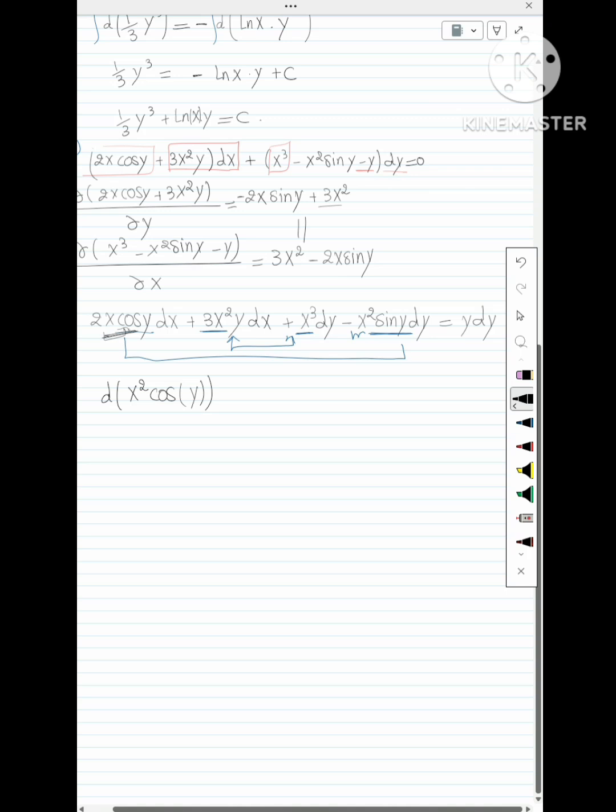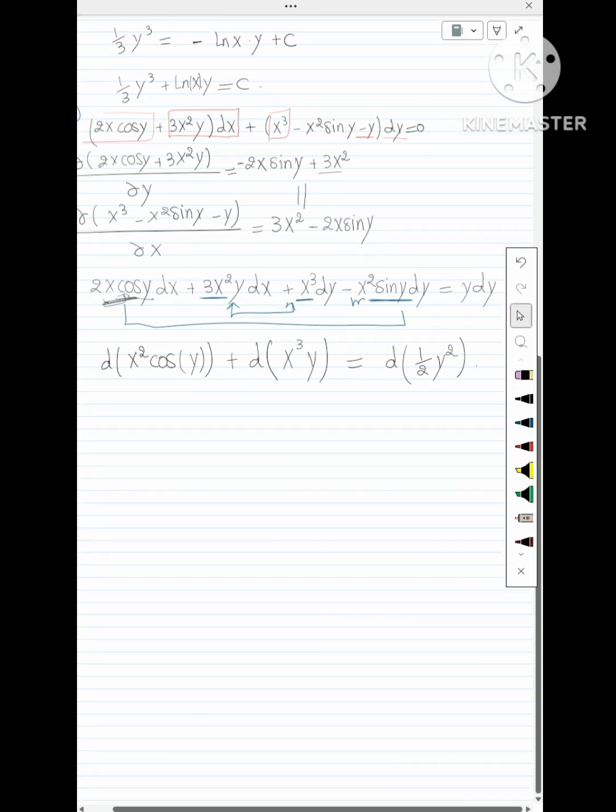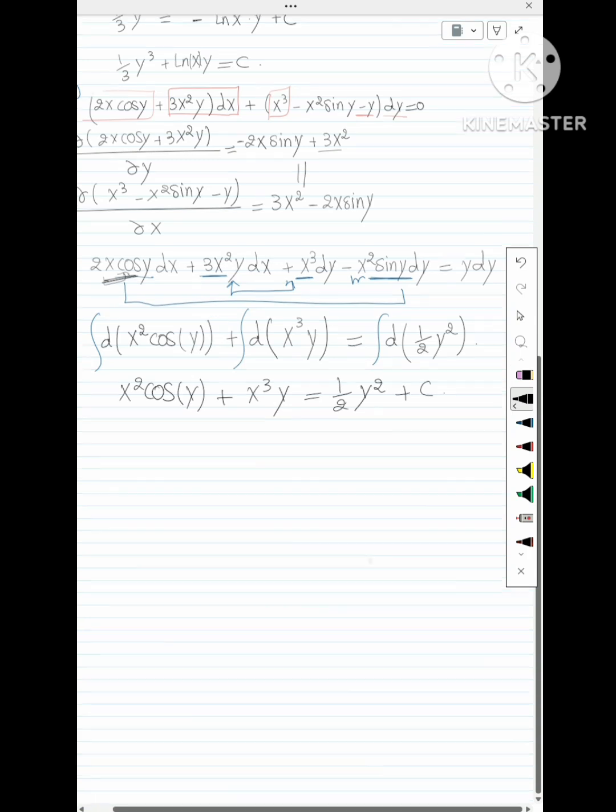And we will add, sorry, the derivative of x to the power of 3 times y, and the right side is going to be the derivative of 1 over 2y squared. Yes, by integrating both sides, we will end up with our solution, which is cosine y times x squared plus x cubed y is equal to 1 over 2y squared plus c. And this is our solution for this equation.